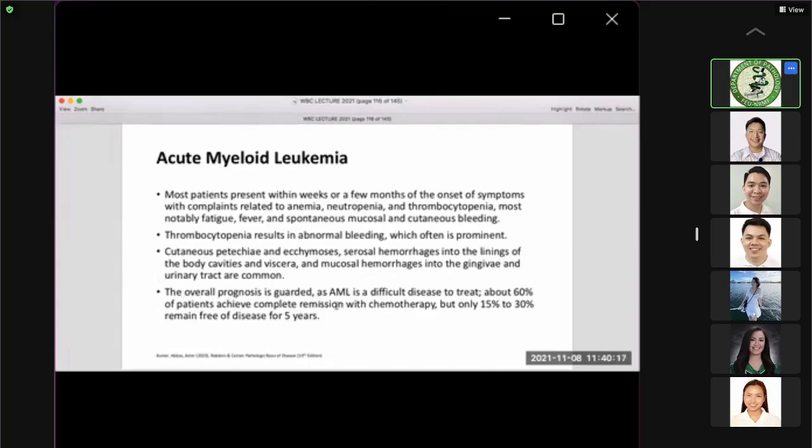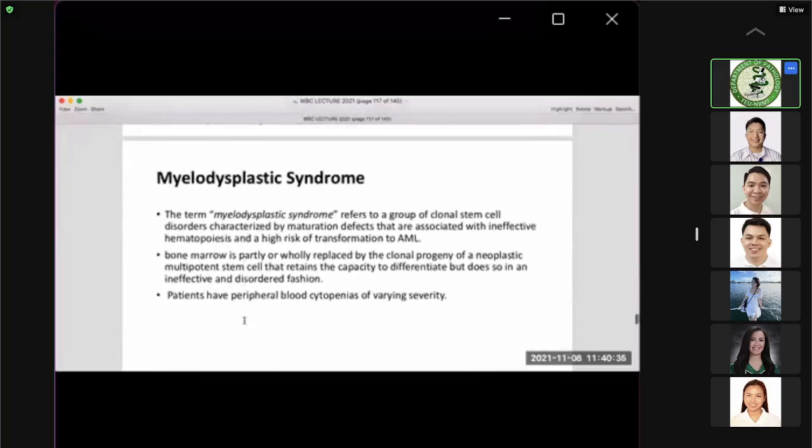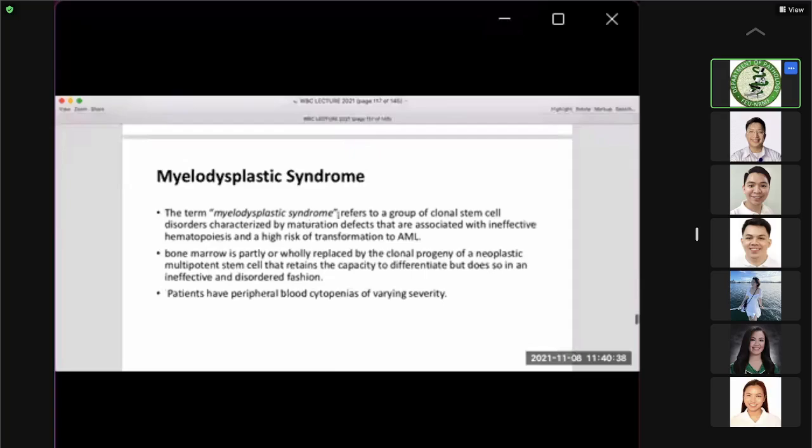Overall prognosis is guarded. AML is said to be a difficult disease to treat. Sixty percent achieve remission with chemotherapy, pero smaller portion, 15 to 30%, remain free of disease for 5 years. Okay, so the term myelodysplastic syndrome refers to a group of clonal stem cell disorders characterized by maturation defects associated with ineffective hematopoiesis and high risk of transformation to AML.